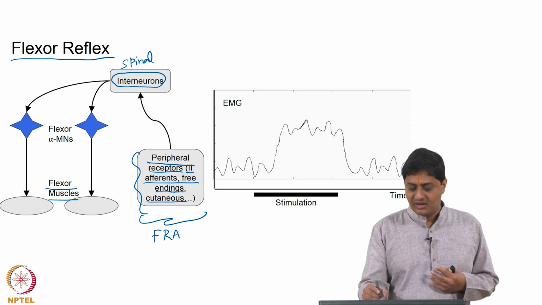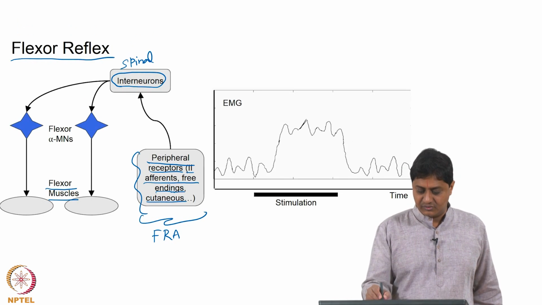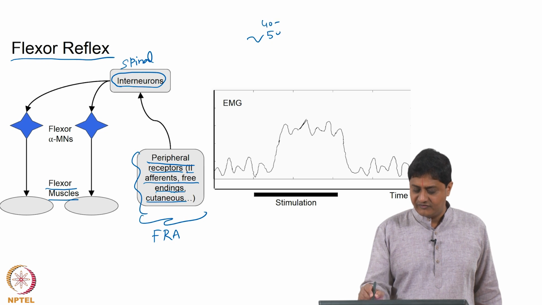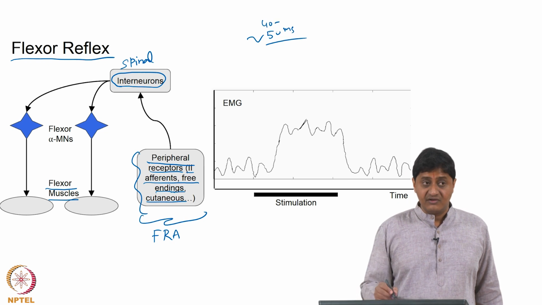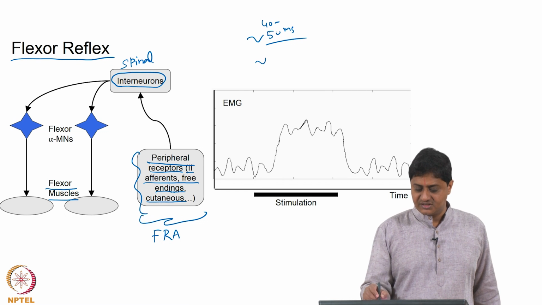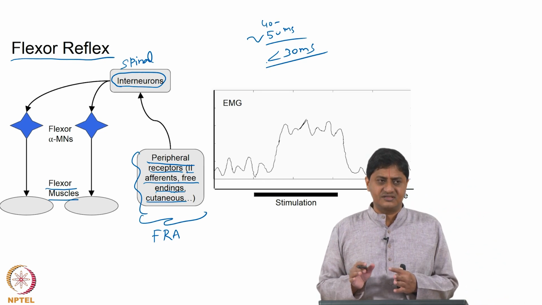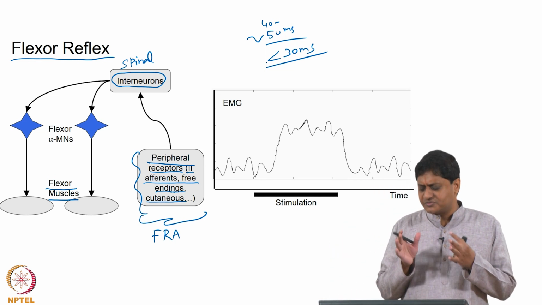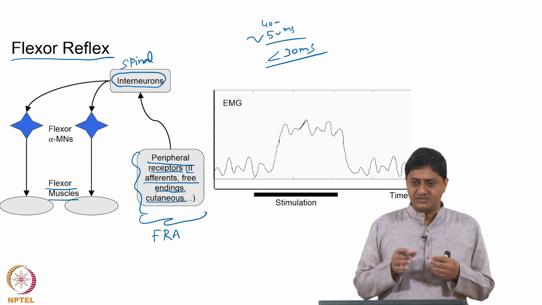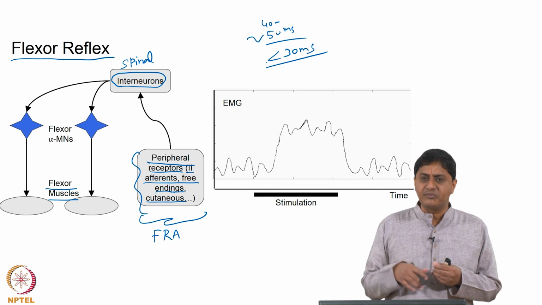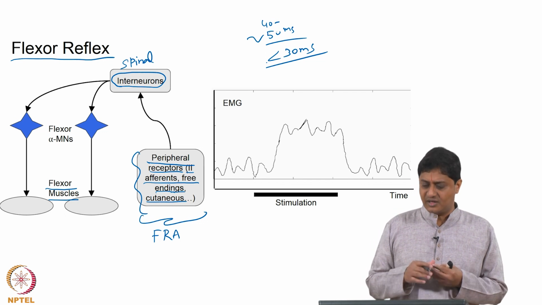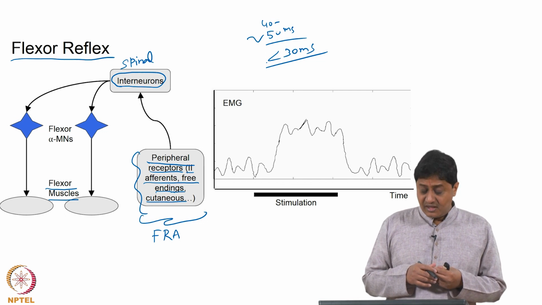So, what could be the delay? It could be approximately 40 to 50 milliseconds, whereas a monosynaptic response is usually below 30 milliseconds. As a characteristic, if the response is below 30 milliseconds, you can be almost sure that this is monosynaptic. If it is above 40-50, then you are talking about a polysynaptic response.